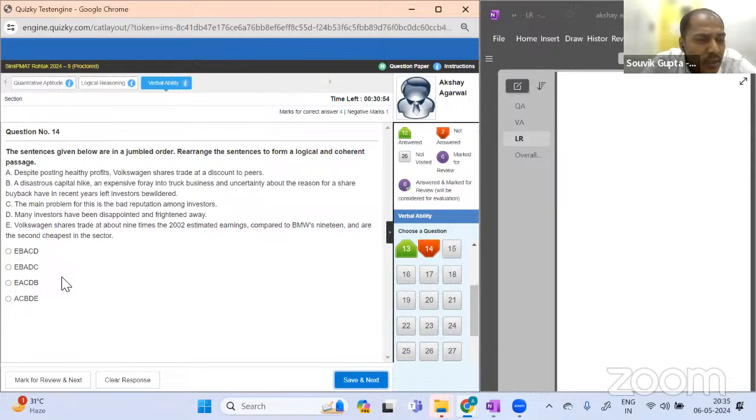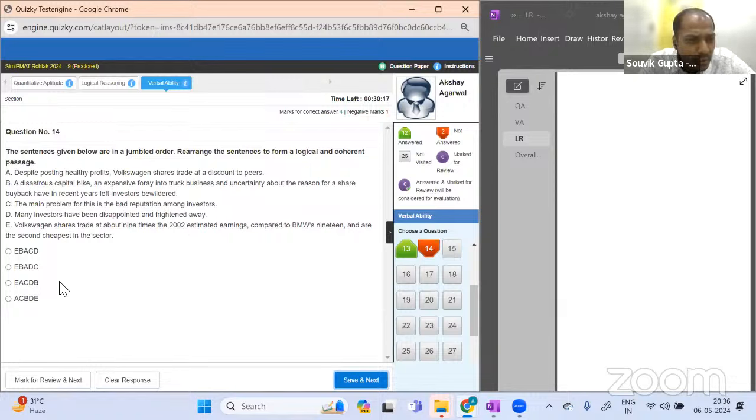AEACDB. C, despite the main problem for this is the bad reputation among investors, a disastrous capital. Many investors right away. A disastrous share buyback left the investors. No, BD is again an obvious pair that have left the investors bewildered, and investors have been disappointed. Main problem, bad reputation among the investors.